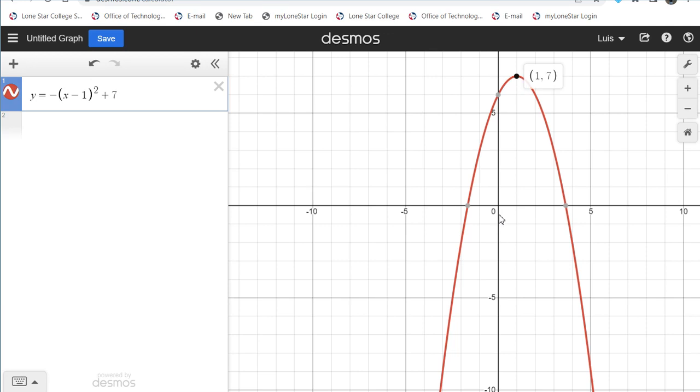And there's the maximum that we had found. And here we are with the x-intercepts: negative 1.646 and 3.646. Note that it is as easy as point and click, which is nice. But of course, if you're having to use a TI-83 or 84, then we can do that too.